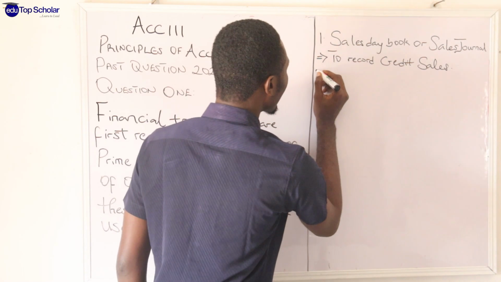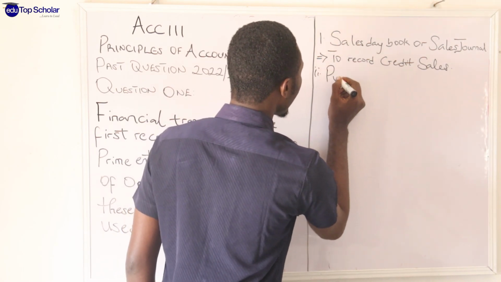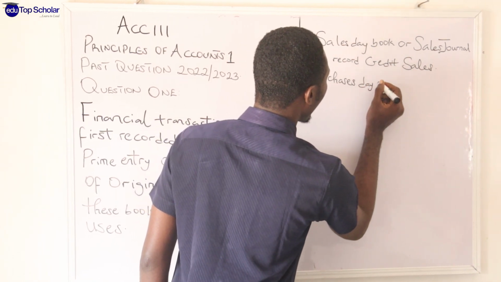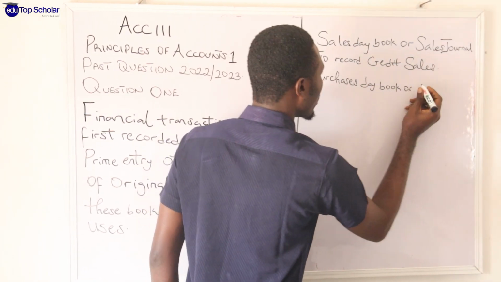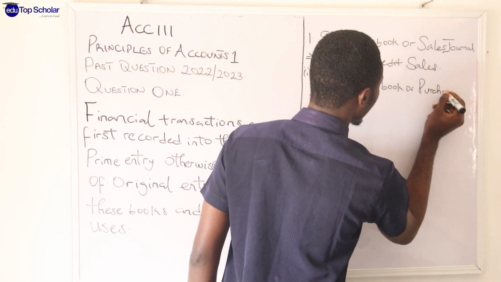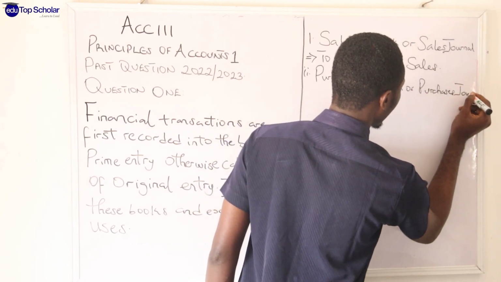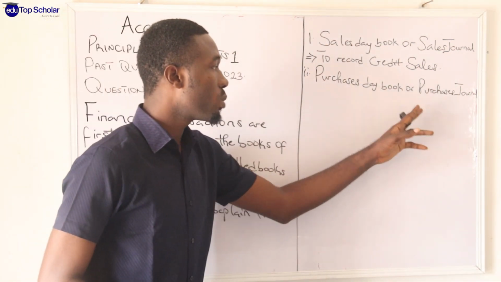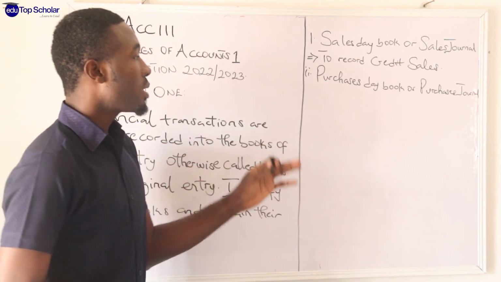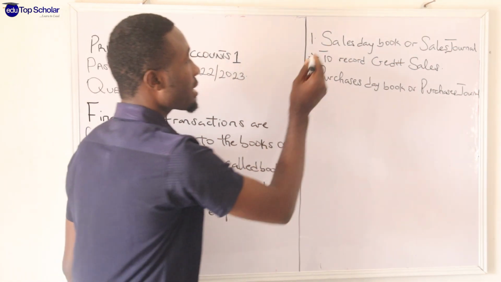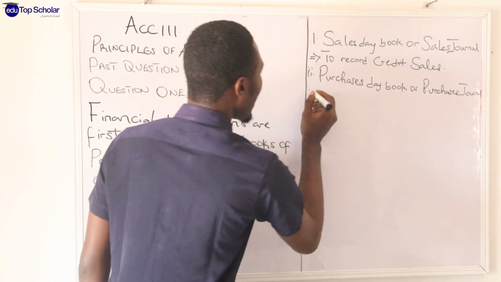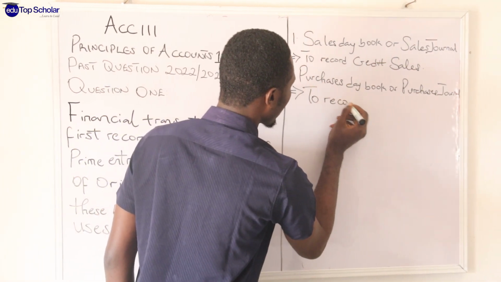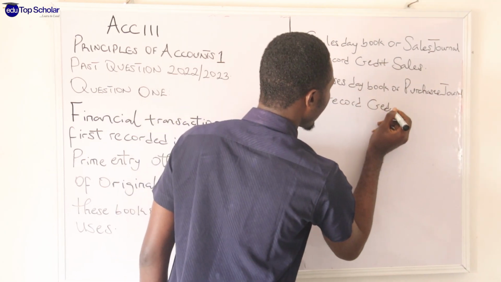Then the second one is the purchases day book, or the purchases journal. This is the second one. Your purchases day book also has a similar function as the sales day book, and the primary function of the purchases day book is to record credit purchases.